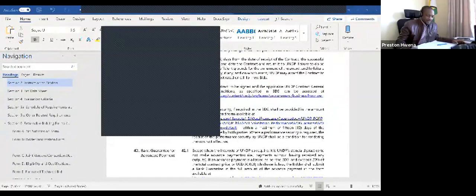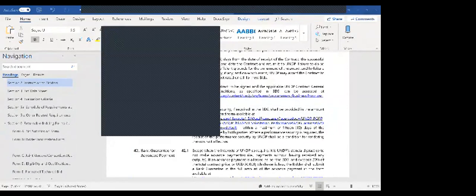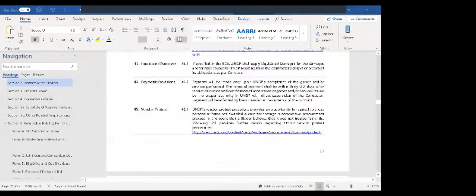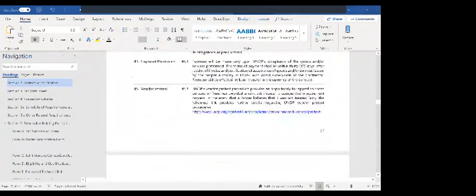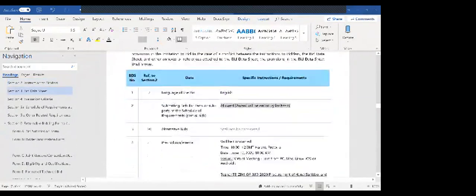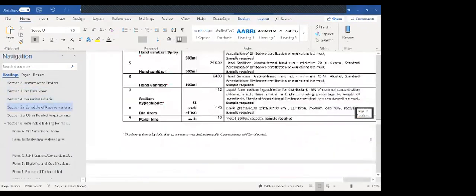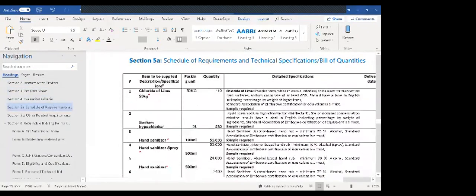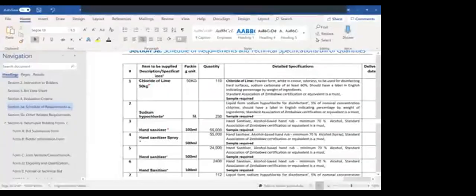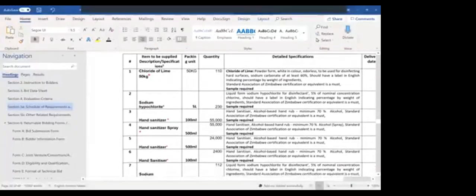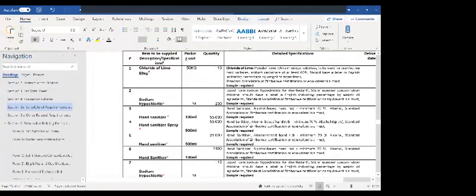Okay. I wanted to ask, the total number of hand sanitizers is 100 mils for 55,000 and 500 mils for 55,000. Is that correct? Can you come again? I see on lot 3, 4, 5, and 6, specifically lot 3, 4, and 5, they're all hand sanitizers. So is it a total of 55,000, 55,000, 24,000, 2,400?